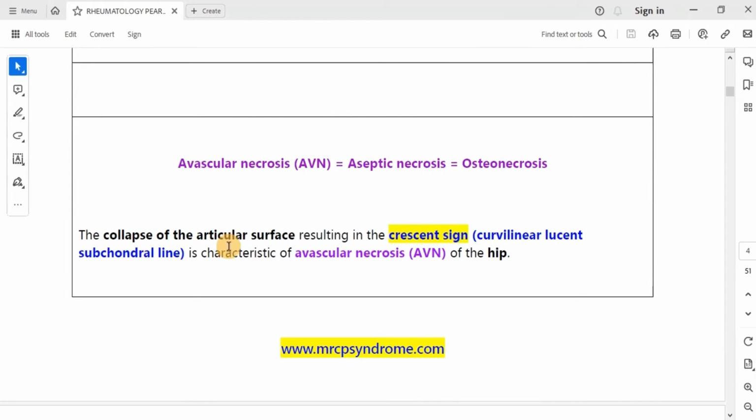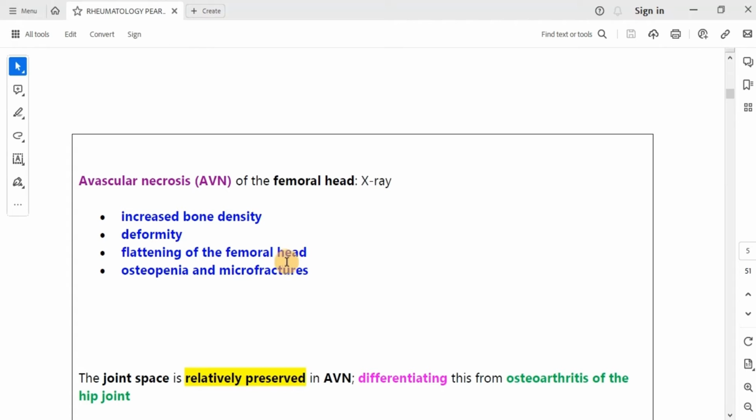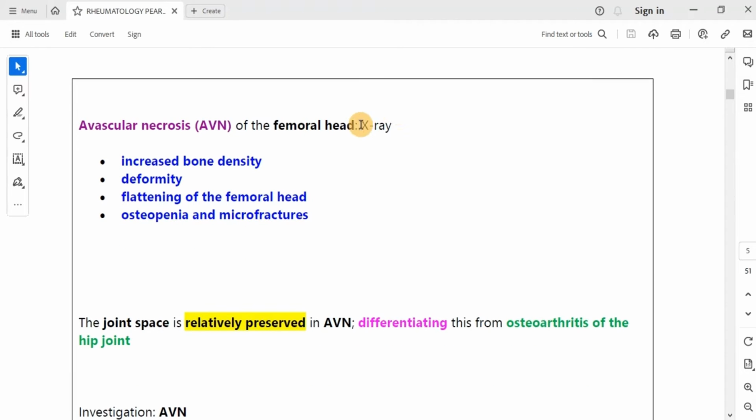The collapse of the articular surface resulting in the crescent sign, that is the curvilinear loosened subchondral line, is characteristic of avascular necrosis of the hip. So it will look like a crescent sign. The radiological changes in avascular necrosis of the femoral head are increased bone density, deformity, flattening of the femoral head, osteopenia, and microfracture.